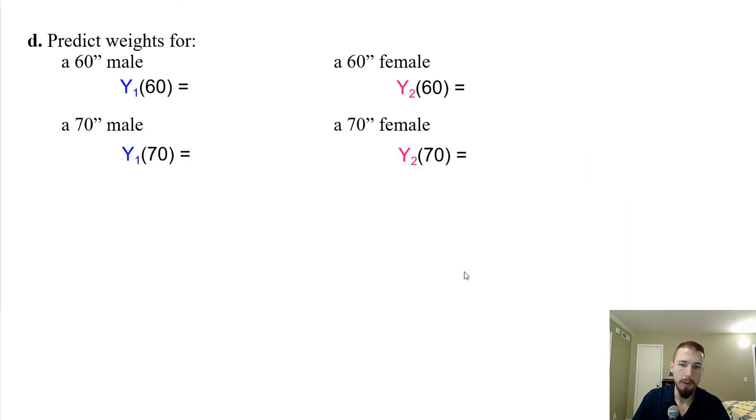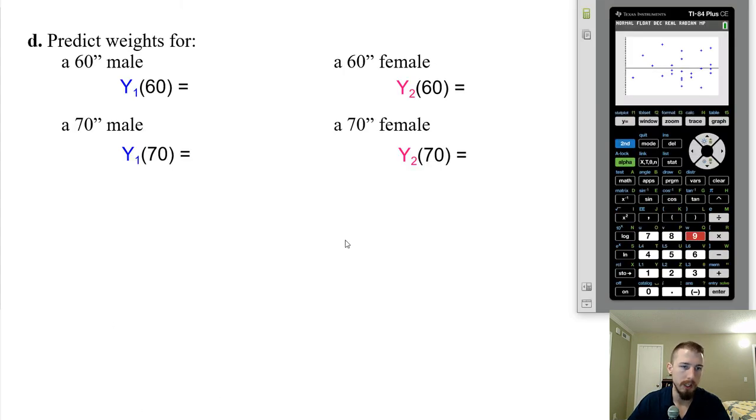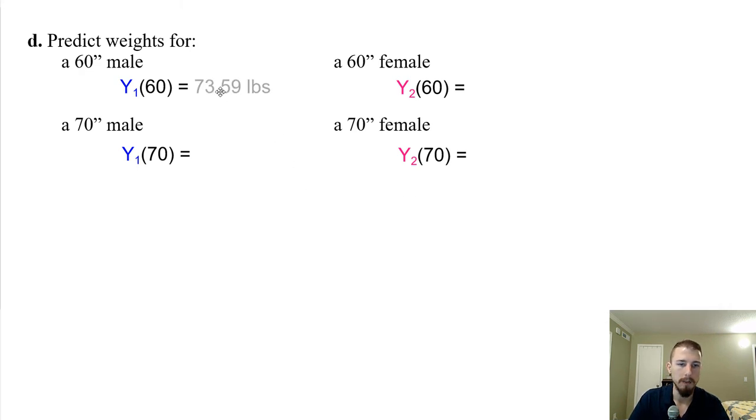All right, so now we want to use our models to predict the weight of a 60-inch male. So to do that, we go to our models, go into the variables, y variables, function, y1. This will be for the males, and then use the open parentheses to evaluate it. We're going to evaluate for a 60-inch male, which will tell us that we would expect them to be 73.59 pounds. Now that seems really light.